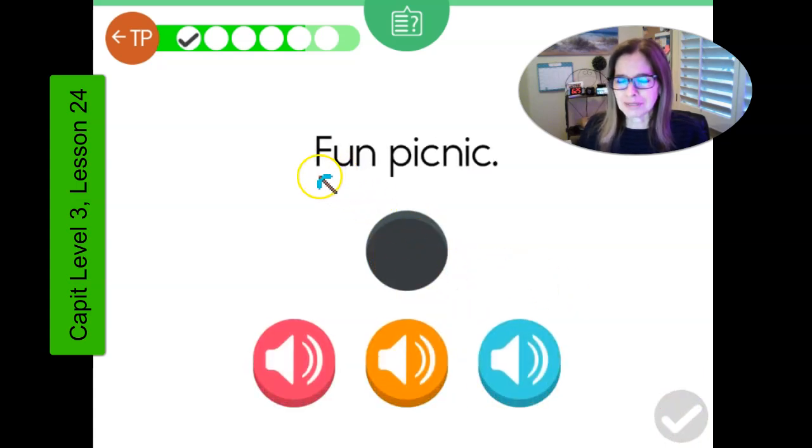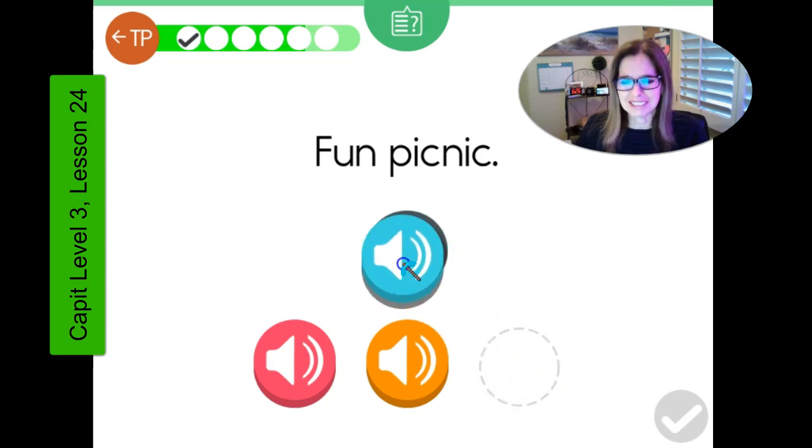First word, I see one vowel. Pull it through. Fun. Next word, I see two vowels separated, so it's going to be two chunks. Picnic. Notice each chunk, pic-nic, still had the short i sound. There was no reason it made another sound. It was still short sounds. Picnic. Fun picnic. Fantastic. Fun picnic.